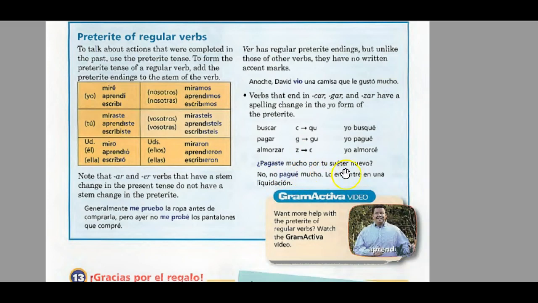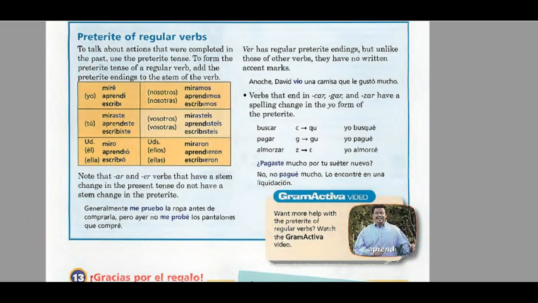¿Pagaste mucho por tu suéter nuevo? Did you pay a lot for your new sweater? No pagué mucho. So you see the sound is the same. No pagué mucho. Lo encontré en una liquidación. I didn't pay a lot. I found it on sale.